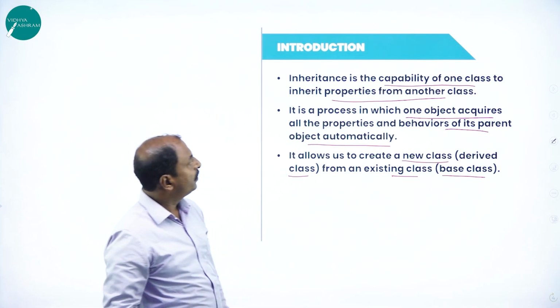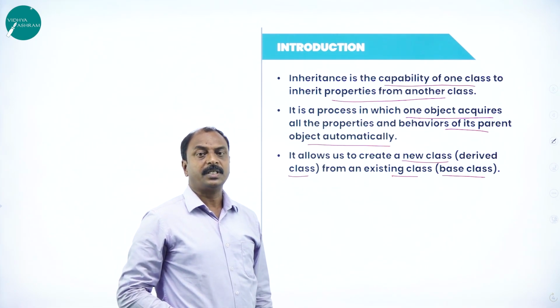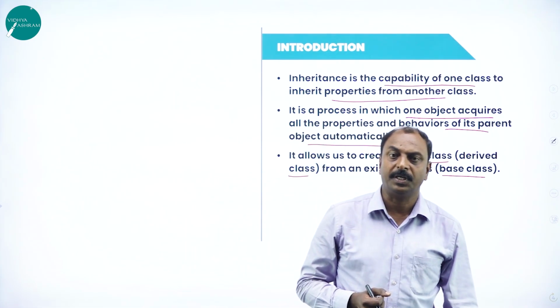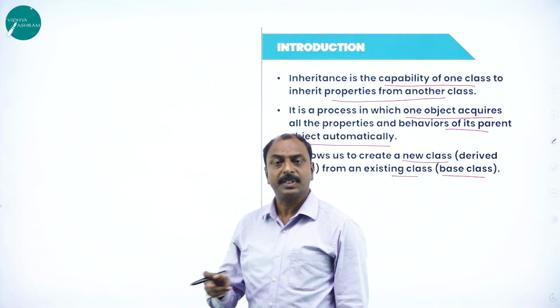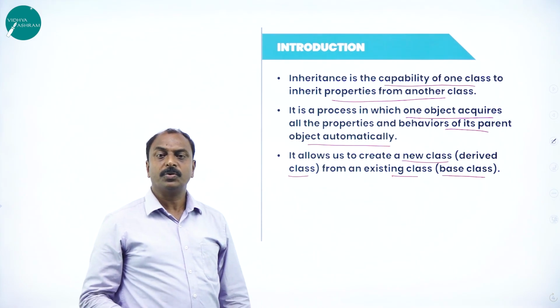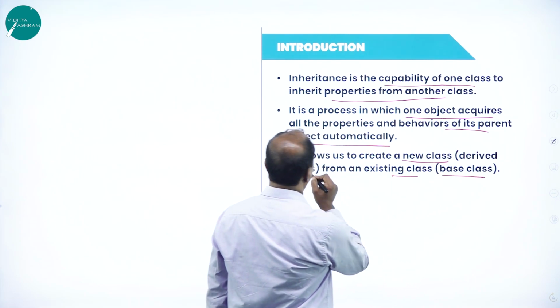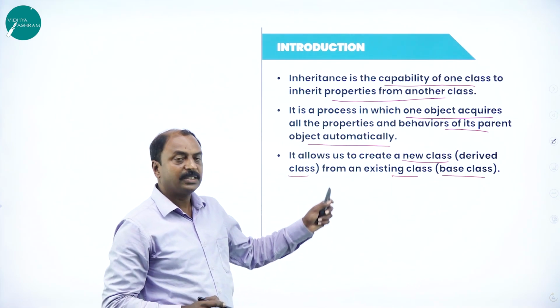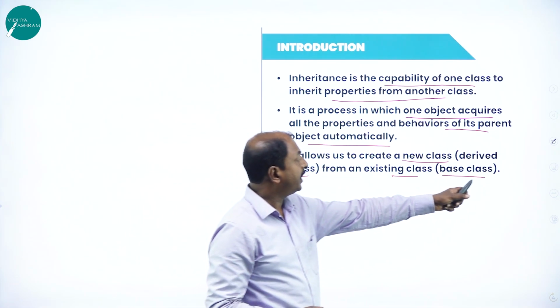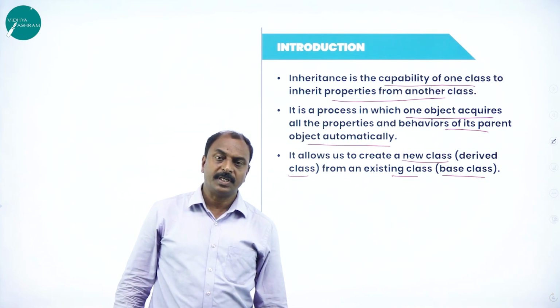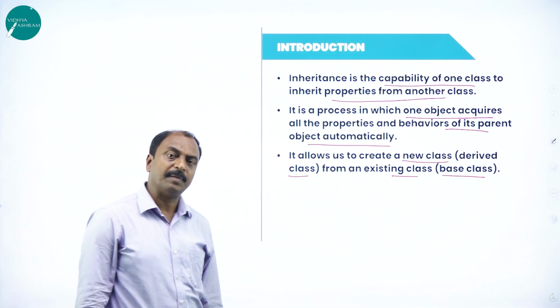And here, with respect to inheritance, once the few properties or all the properties are inherited or acquired from some other class, obviously it is going to create one more new class. That new class is called derived class. And new class is derived from the base class or existing class. So this is the definition of inheritance with respect to programming concepts.